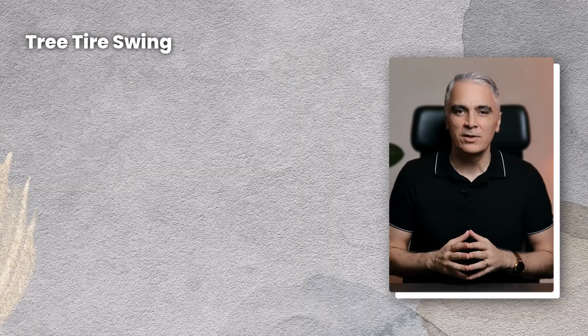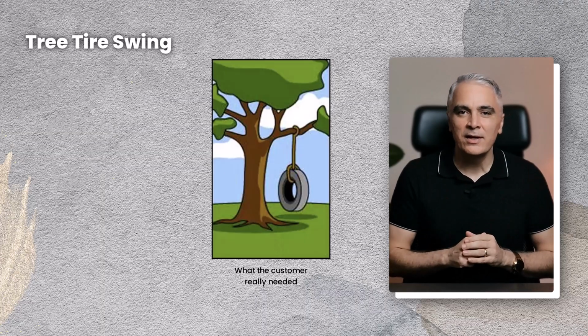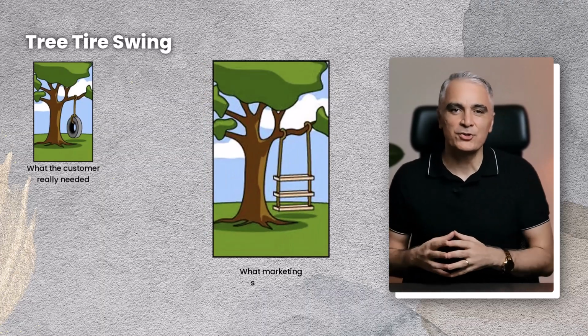Probably you have seen the classic three-tire swing cartoon. It perfectly illustrates how the lack of communication and a structured way of expectations handover can lead to completely unacceptable outputs. As you can see, this is what the customer really needed, and this is what marketing suggested.